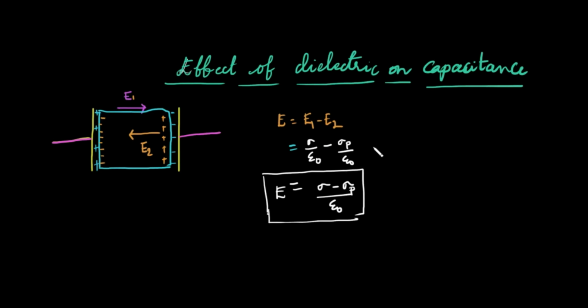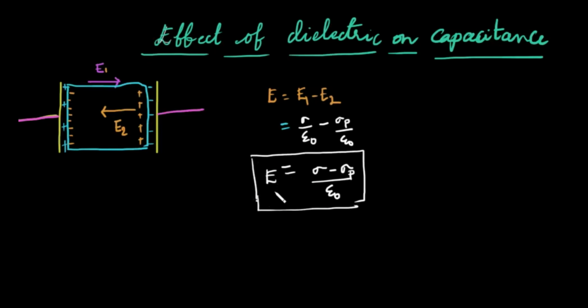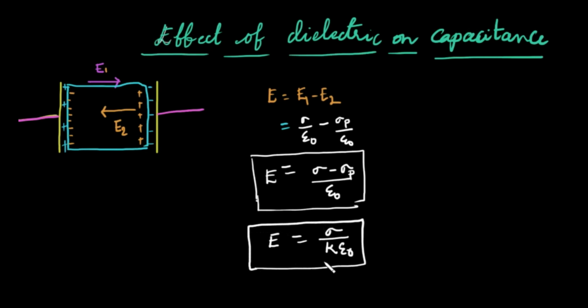Now we write the potential V. For the electric field E, sigma minus sigma P is equal to sigma by K, where K is the dielectric constant, and this epsilon naught I wrote here. So E is equal to sigma by K epsilon naught.